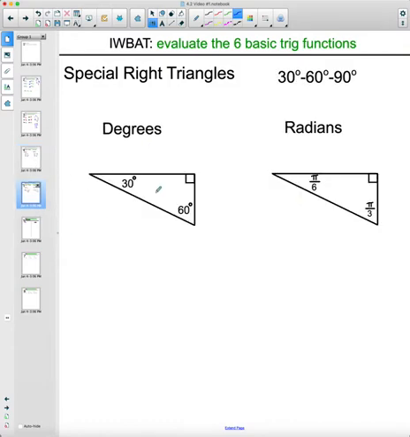Then for a 30, 60, 90, 30 degrees in radians is pi over 6. 60 in radians is pi over 3. So for these, remember that it was 1, square root 3, 2. So across from the pi over 6 is going to be a 1. Across from the pi over 3 is going to be a square root 3. And across from the 90, or the pi over 2 in radians, is going to be a 2. So remember these triangles, have them written down somewhere.